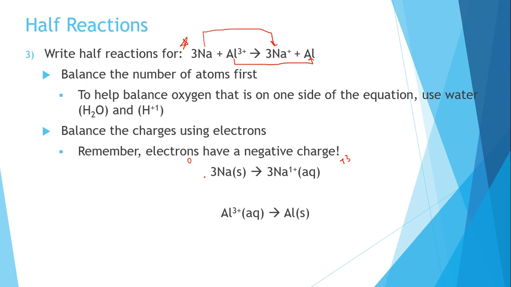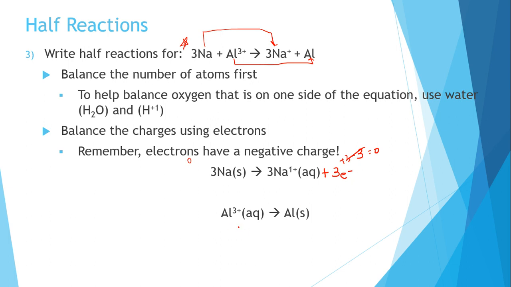So remember, like I said, electrons have a negative charge, so they can only bring numbers down. We tend to put electrons on the side of the equation that is positively charged to bring that positive down. So notice here I have a positive 3, and I want to bring it down to a 0. So what we're going to actually do is add 3 electrons onto this right-hand side. So positive 3 minus 3 gets me to 0. So here is my first half reaction.